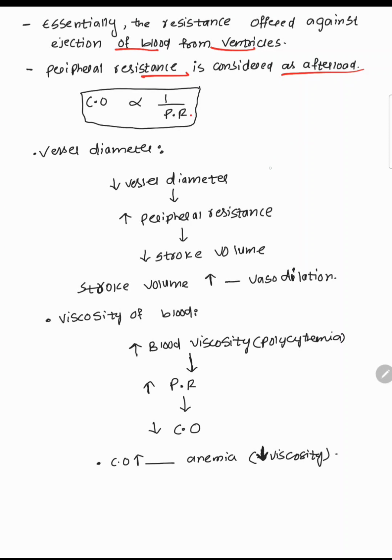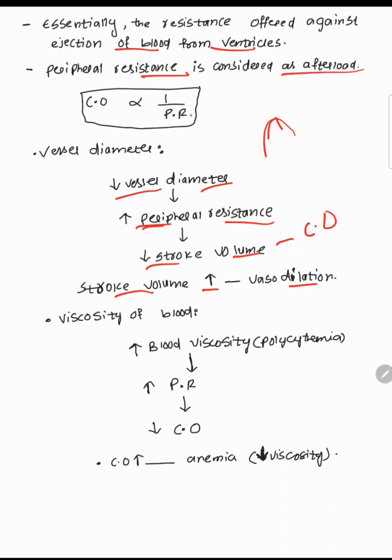Vessel diameter, see, aortic arch, pulmonary artery. When there is an increase in vessel diameter, what happens? There will be an increase in blood coming to the heart, so that there will be an increase in the cardiac output. If vessel diameter decreases, then there will be a decrease in stroke volume and a decrease in the cardiac output. Just remember, a decrease in vessel diameter increases the peripheral resistance, so that there will be a decrease in stroke volume. When there is a decrease in stroke volume, there will be a decrease in cardiac output. Stroke volume increases in vasodilation. Okay, vasodilation increases cardiac output. Vasoconstriction, what happens? It causes a decrease in cardiac output.